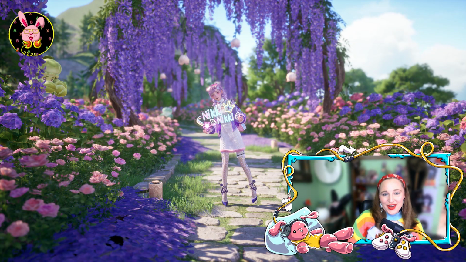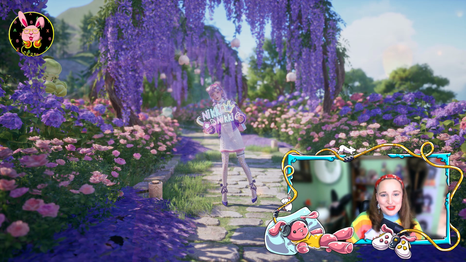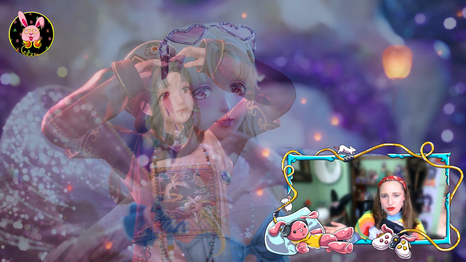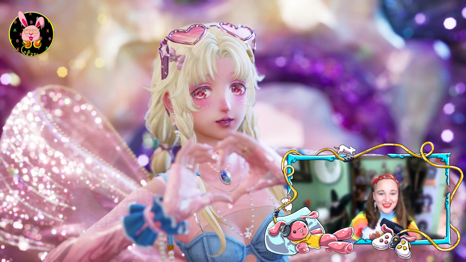Infinity Nikki Photo Guides, Chapter 1: Composition. Good day, fellow Infinity Nikki gamers and photography lovers. Today we are going to break down the basics of composition to take your photo skills from zero to pro.